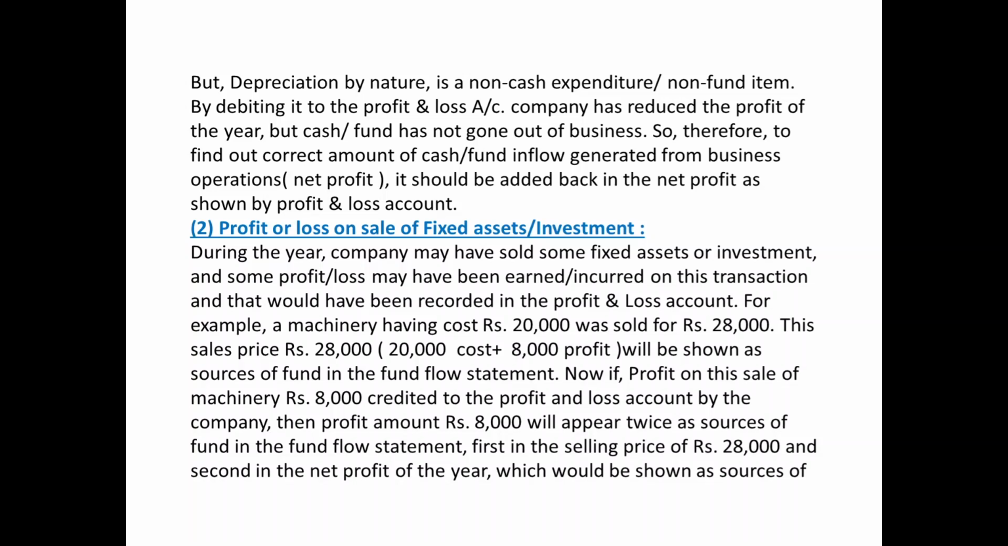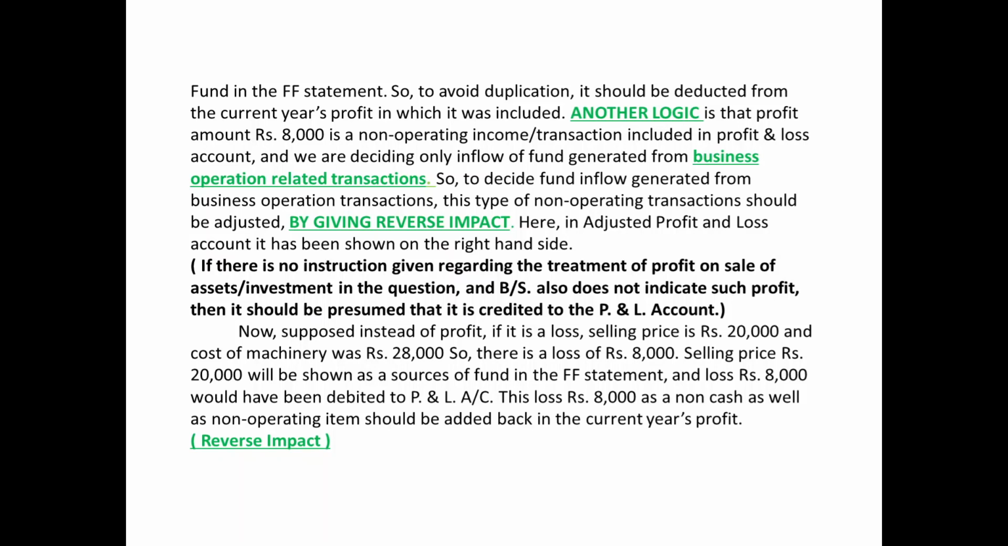And second, in the net profit of the year, it would have been included by the company. And the net profit, whatever it is, would have been shown as a source of fund in the fund flow statement. So to avoid duplication, it should be deducted from the current year's profit in which it was included. Otherwise, in the fund flow statement, that 8,000 will appear twice.